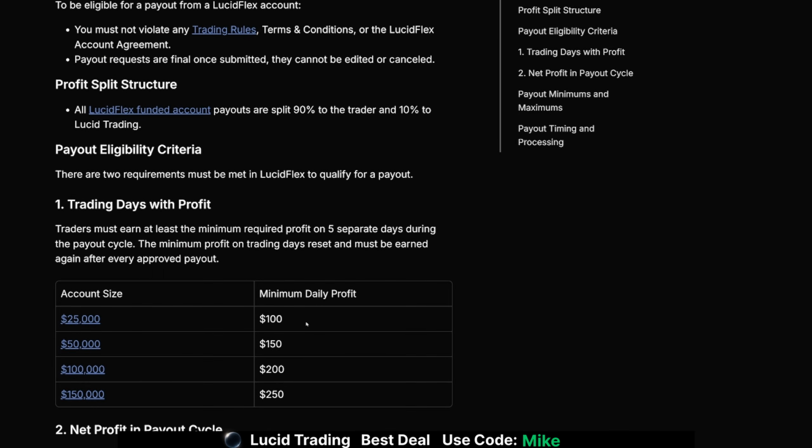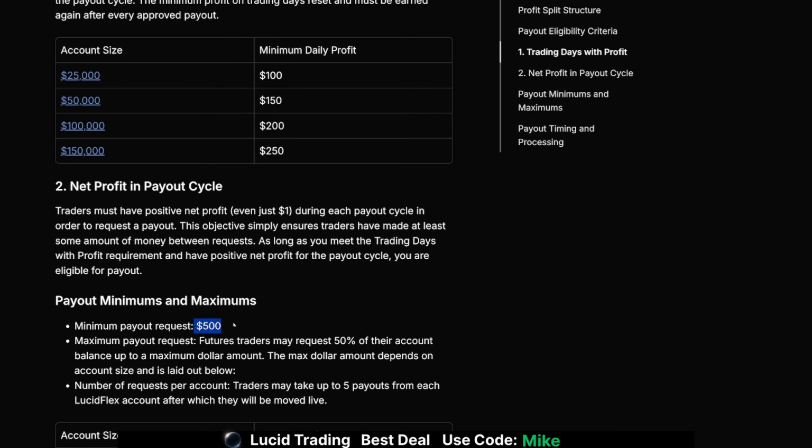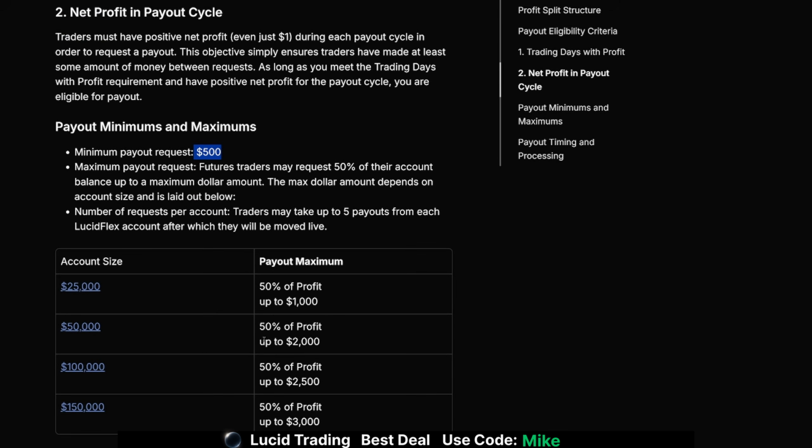We still have the same payout parameters. 50K account, you have to have 5 winning days where the trader makes a minimum of $150. And keep in mind, there is a minimum payout request of $500. So if you have the ability to take a payout, but it's going to be less than $500, well, you're not going to be eligible for the payout. You got to make a little bit more money in that account. We can still take 50% of the total profit up to $2,000. Doesn't mean you have to take $2,000. That is the maximum that is available in this account.